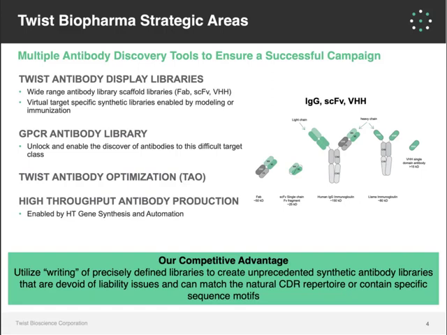So again, our advantage that we see in this space is that we can make precisely defined libraries using the library platform I just talked about to make unprecedented, very high quality antibody phage display libraries that are devoid of any liability issues and match the natural human repertoire, and also potentially contain sequence motifs, which, as I said, is really key to the GPCR library that I'll talk about today.